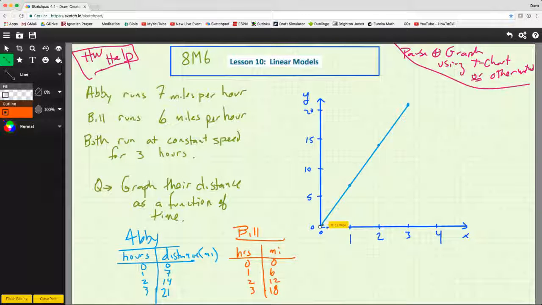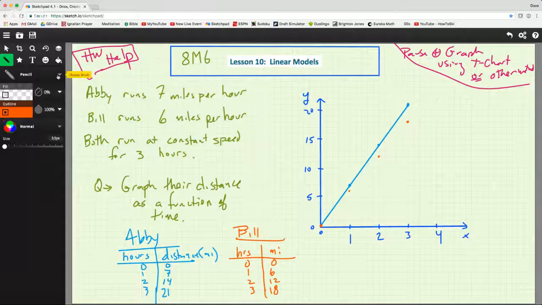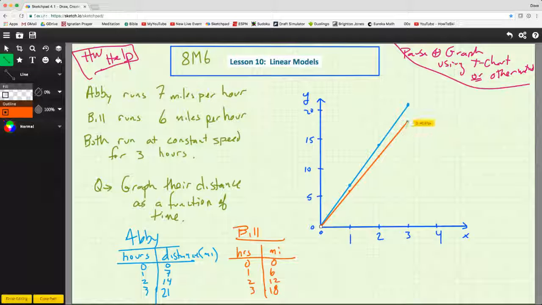So Bill has gone, whoops, let's make his points first. So Bill has gone 0 after 0. After 1 hour, he's gone 6. After 2 hours, he's gone 12. And after 3 hours, he's gone 18. A little bit below. And so that's Bill's line.